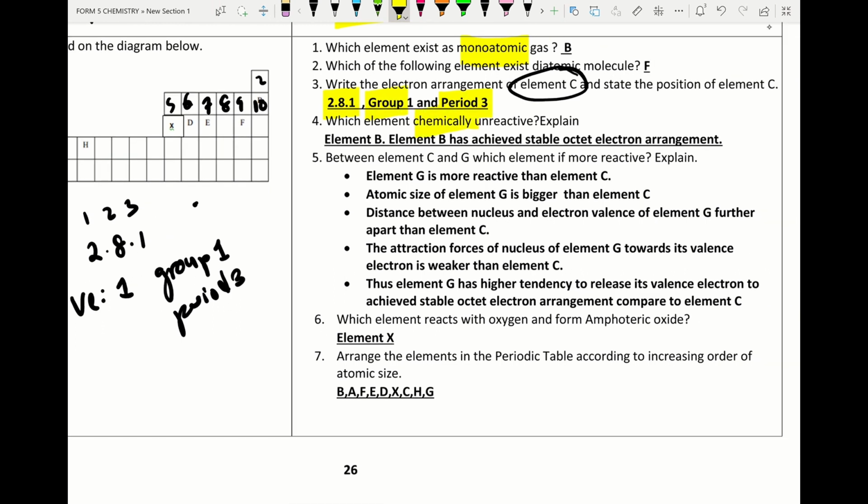Alright, so we go for question number 4: which element is chemically unreactive? Explain your answer. That will be an element from group 18. So we choose the element from group 18. So here please remember, duplet, all these will be arrangement of octet. So we choose element B. Element B has achieved stable octet electron arrangement, therefore it is chemically unreactive.